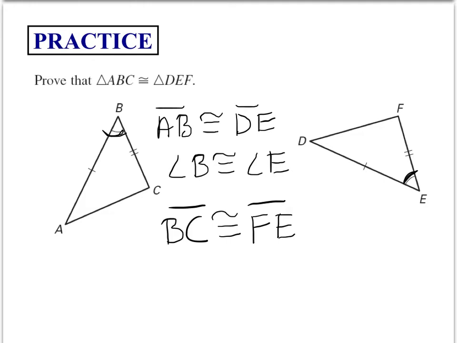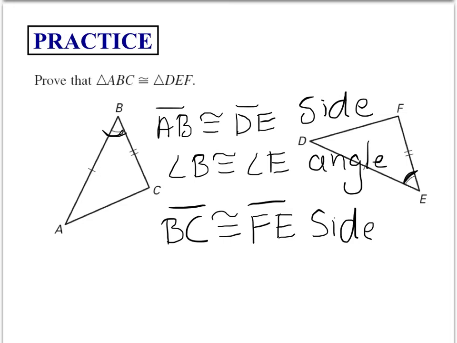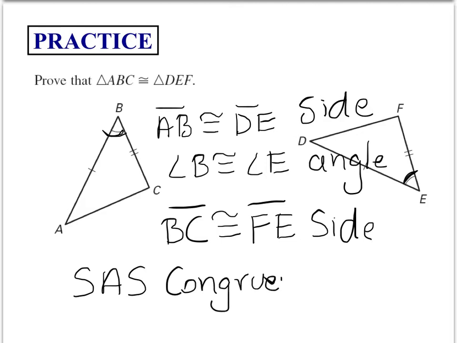So we have a side, an included angle. Notice that it's the angle in between the two sides. And we have another side. So these two triangles are congruent because of the side, angle, side congruence postulate.